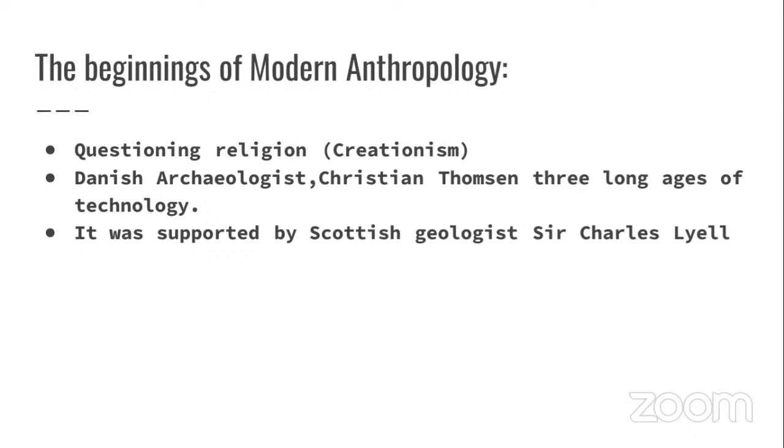So basically, this is where the religion started to be questioned. In 1836, the Danish archaeologist Christian Thomsen proposed three long ages of technology that had preceded the present era in Europe. He called those Stone Age, Bronze Age, and Iron Age. We must have heard about these three ages. The first person to introduce them was Christian Thomsen, a Danish archaeologist, in 1836.